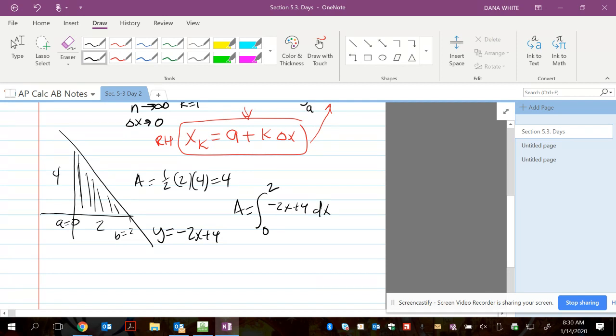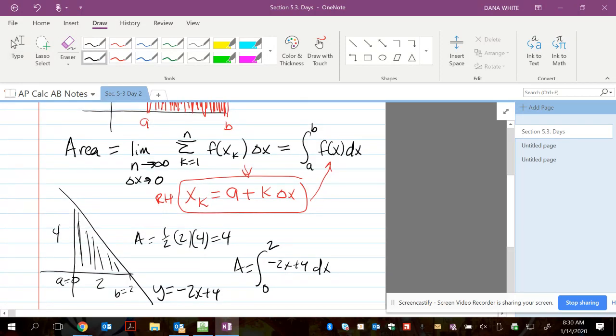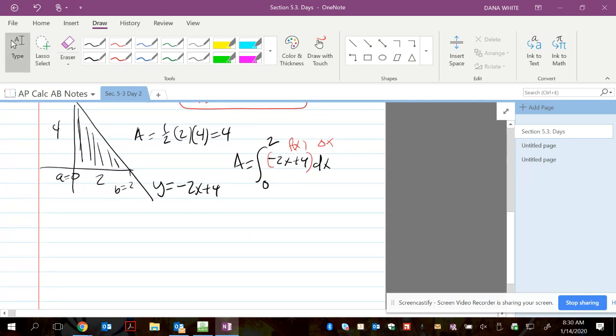Okay, the dx stands for the delta x, way up here. That's the delta x. Notice that this is f of x, that's f of x right there, and that's the delta x, it's the same thing. So can you tell me the antiderivative for negative 2x? Yeah, what is it? Negative x squared, because it's negative 2 over 2, right? What's the antiderivative of 4? 4x. Okay, I'm going to evaluate that from 0 to 2.